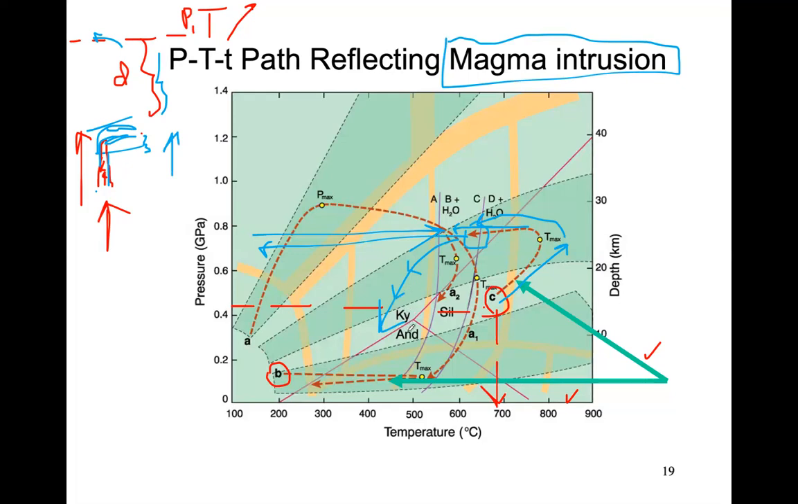Okay, right. So this is a PT path showing a magma intrusion characteristic. And another PT path is shown by B. There you see the rock is at a very shallow level. So unlike the previous case, now the rock is at a very shallow level, right? And at this shallow level, the magma intrusion has taken place.